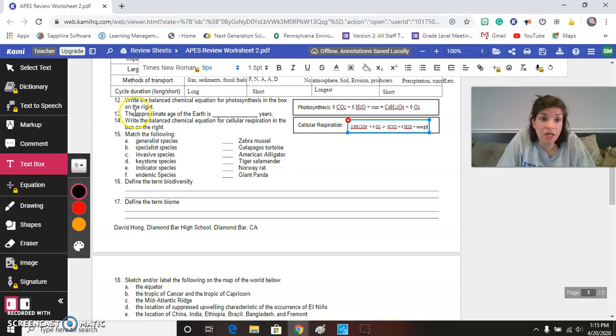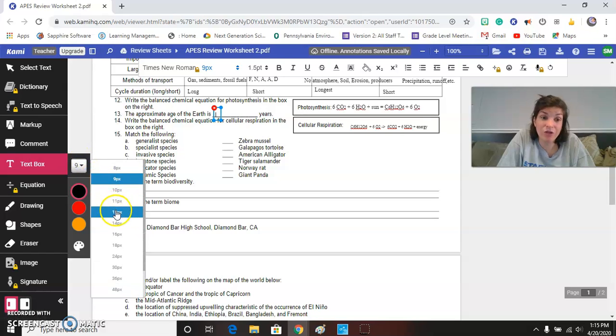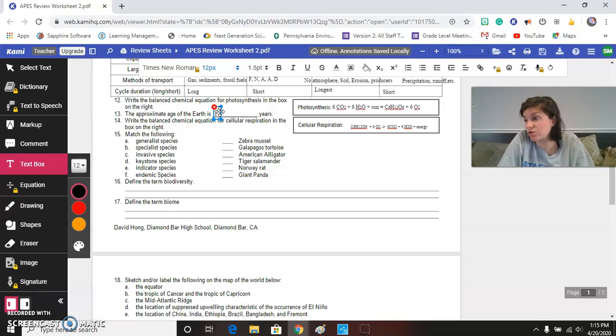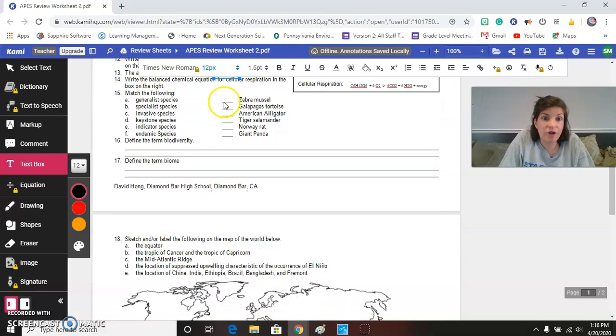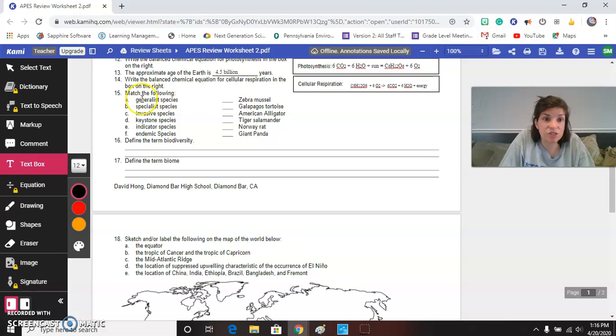Okay. The approximate age of the Earth. We didn't talk about it. It's something good to know. Will you have a question on it on your test? Probably not. So I wouldn't stress too much about having to memorize this. 4.5 billion years. All right, the following species, a zebra mussel, that's going to be an invasive species.